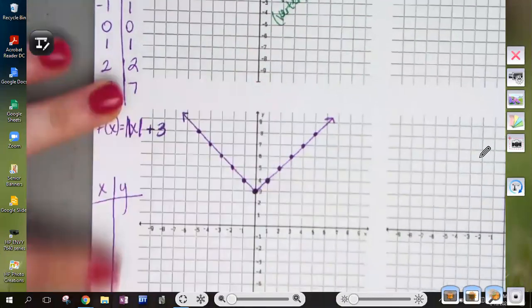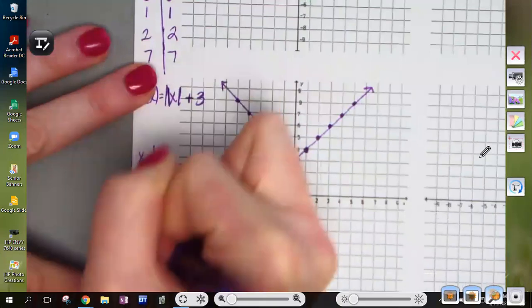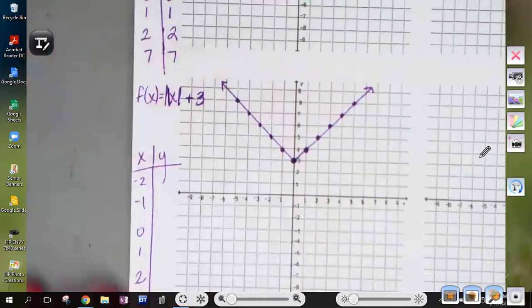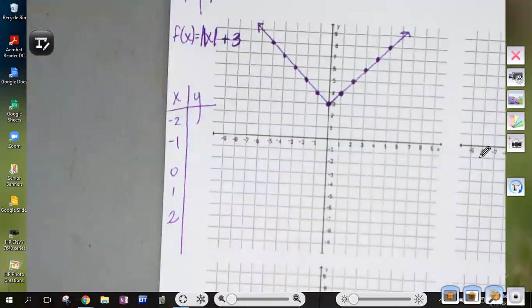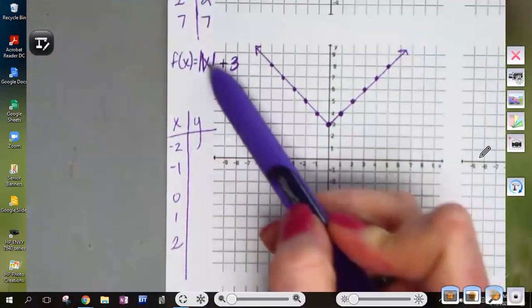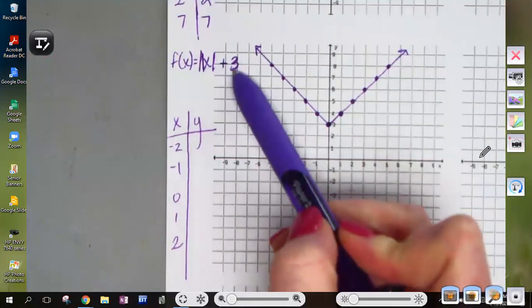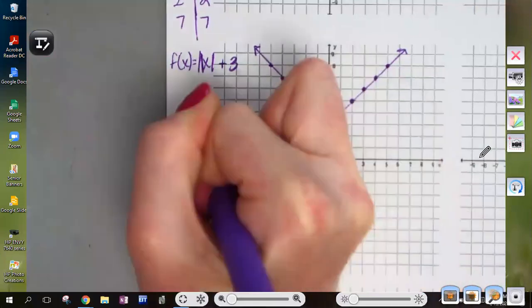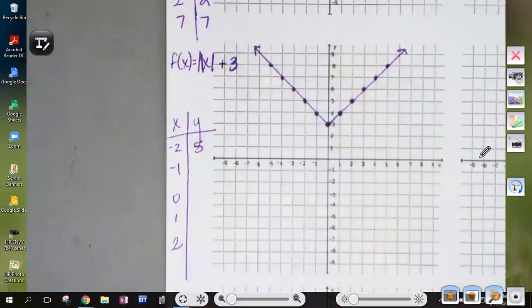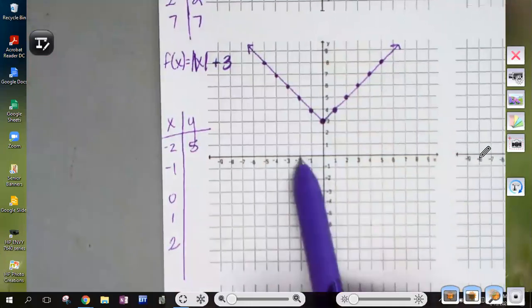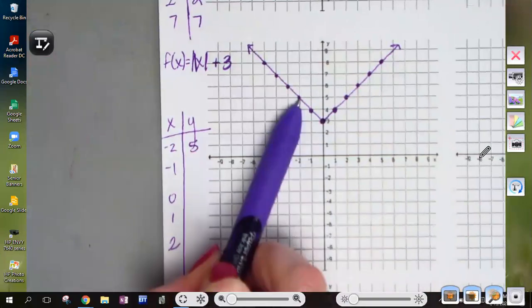Okay, so I always like to use -2, -1, 0, 1, 2. I like to use those x values. Doesn't matter which ones you choose. Okay, let's try it. What's the absolute value of -2? It's 2. And then I do +3. 5. My y value would be 5. All right, let's go to my graph. -2, 1, 2, 3, 4, 5. Did that follow my function? It did.